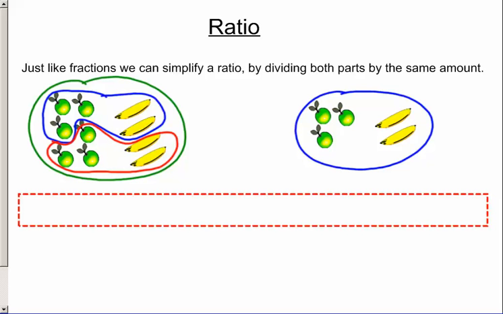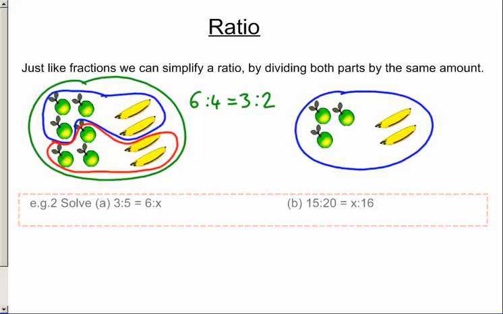What that means is 6 to 4 is equal to 3 to 2. They represent the same ratio. So we can use that to solve ratio problems.